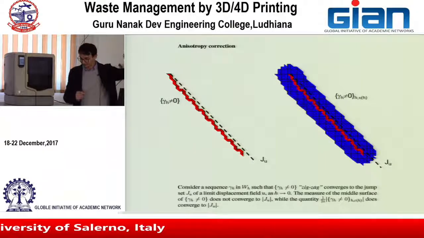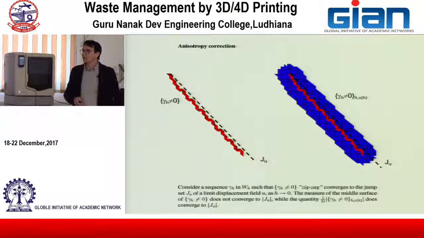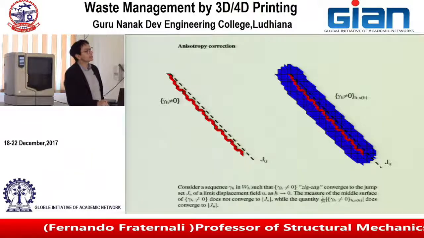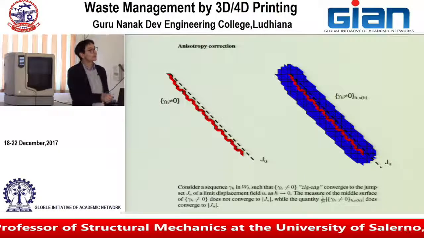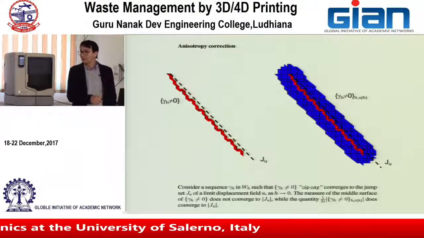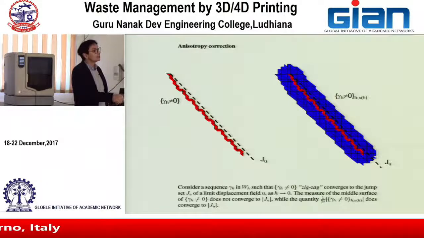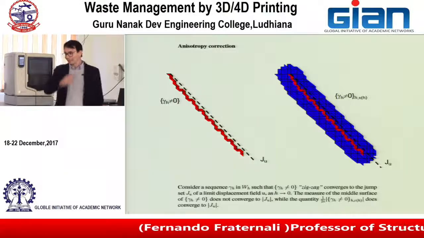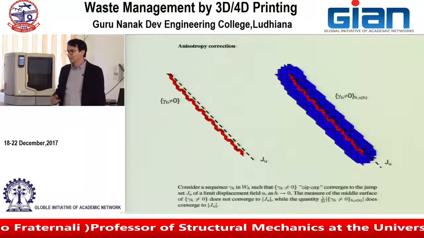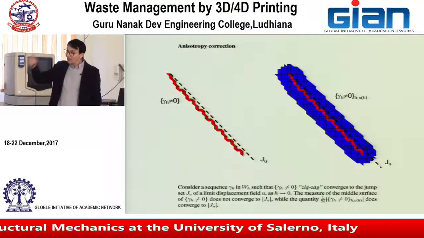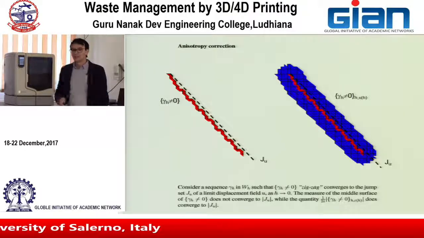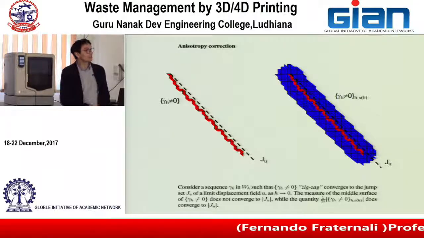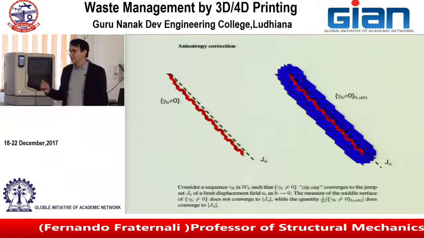Take that blue area and divide over 2 epsilon. This is epsilon, this is epsilon. Take this area divided by 2 epsilon. This gives you exactly the length of the center, the straight line. If you take the epsilon neighborhood of the crack and divide by 2 epsilon, you compute the energy necessary to kill those elements correctly.